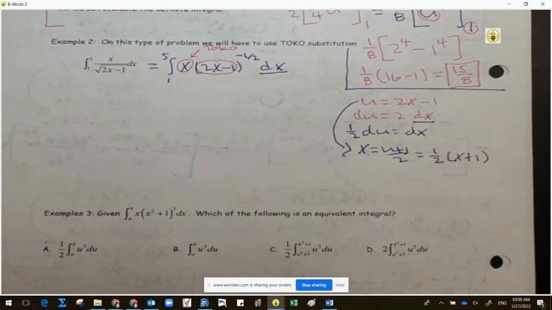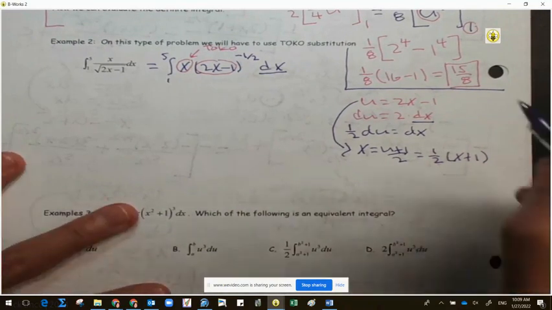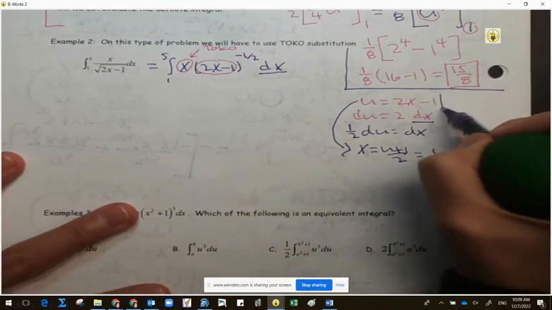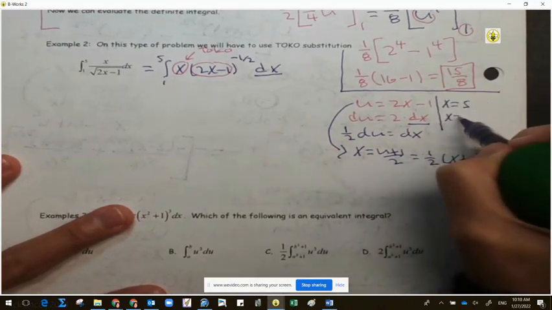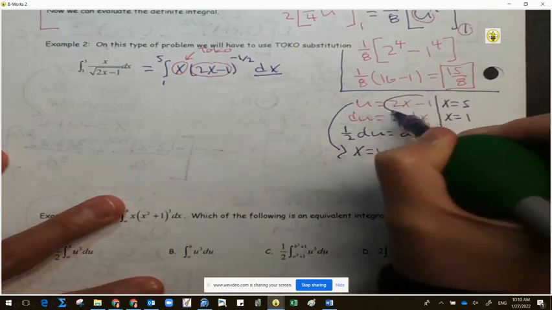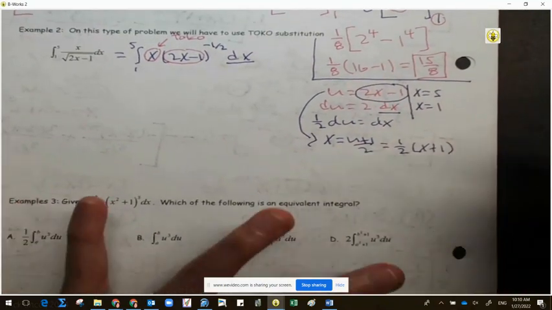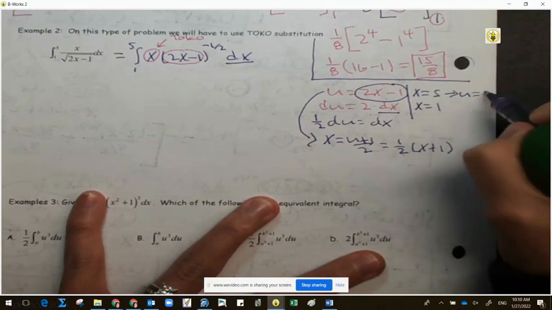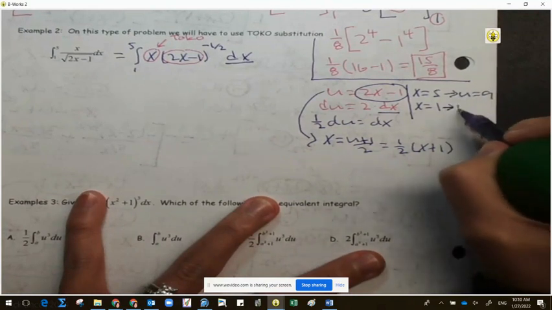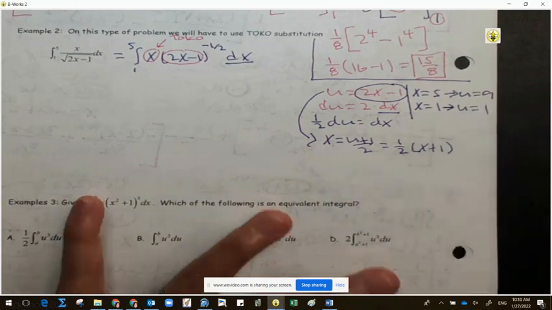So let's put in what we know so far. And while we're at it, let's go ahead and put in our u substitution. If x is equal to 5, and when x is equal to 1, and I plug it into our u value, what is our new u? So u is equal to 9. What about when x equals 1? It's also equal to 1.